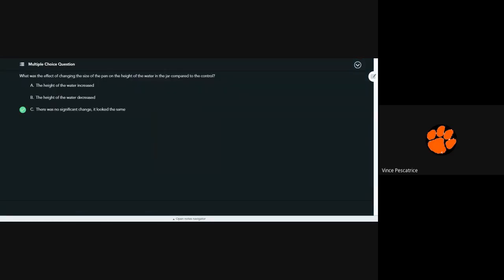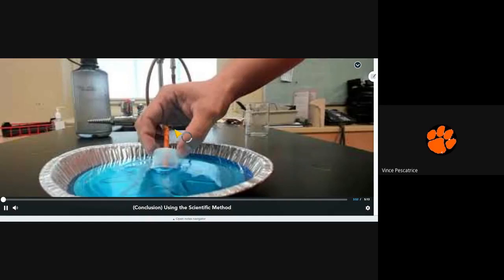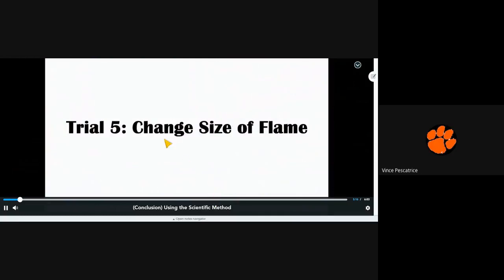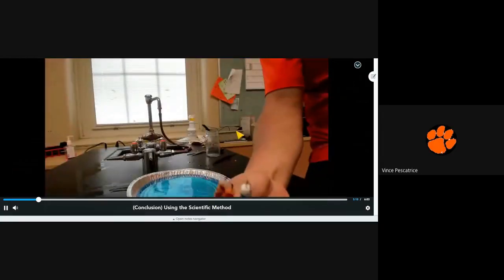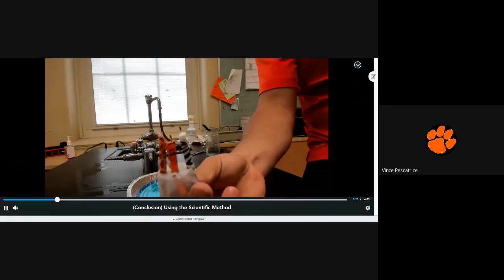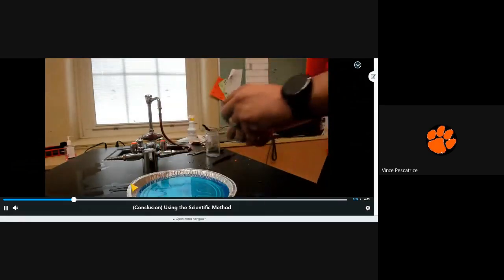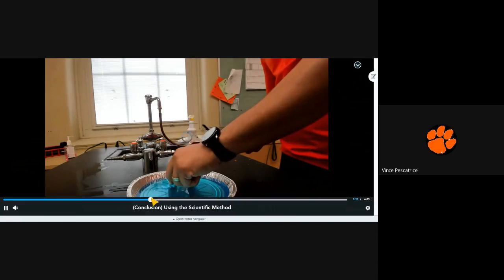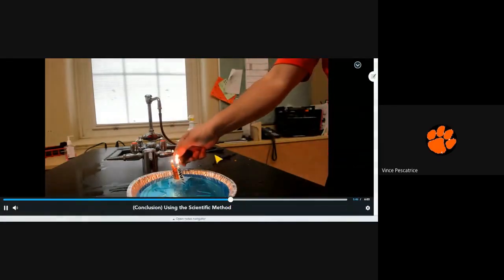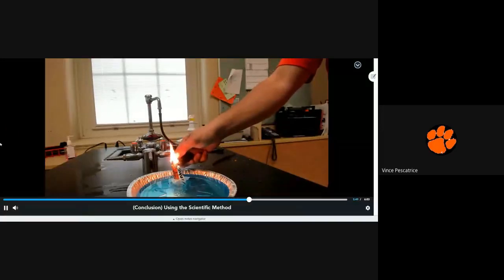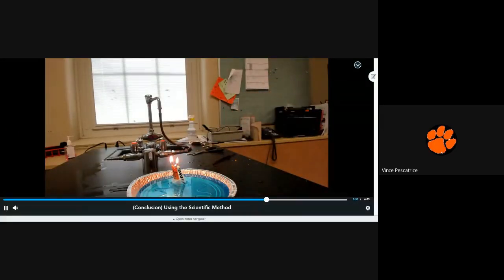All right, so the vast majority of us said there was no significant change. All right, now we're gonna move on to the last one where we have an increase in the size of the flame. So changing the size of the flame. I stuck 3 candles together so it'd make a larger flame, and lift them up. Put the jar over top.